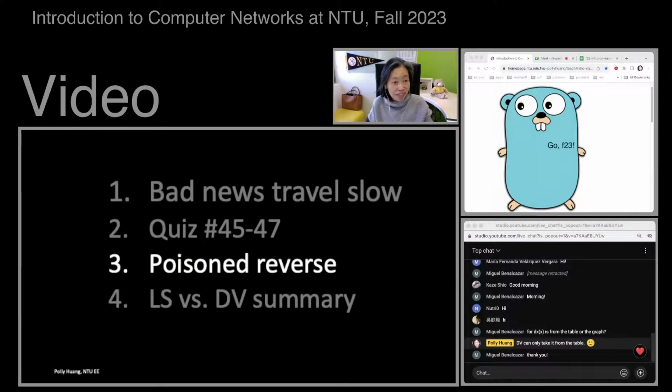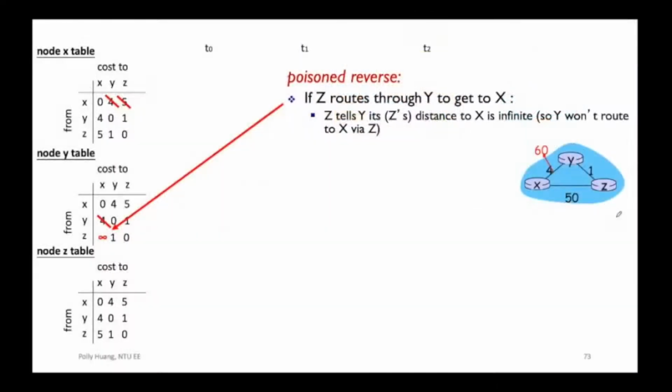All right, so that's exercise Poisson reverse in an example. Well, it's the same example we've been using for quiz 45 to 47. Let's use the same example to illustrate how Poisson reverse works. Taking one step back, before we have the link cost change, z here will discover a shortest path to x this way: z, y, x. So the shortest distance from z to x is 5, and the next hop router is y.